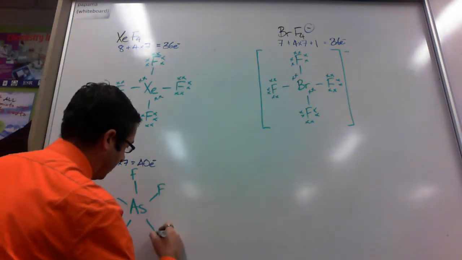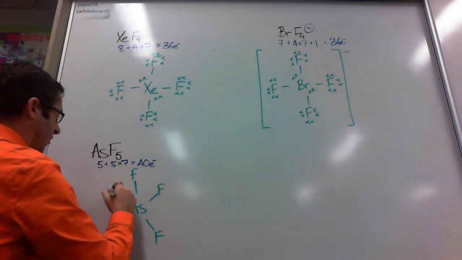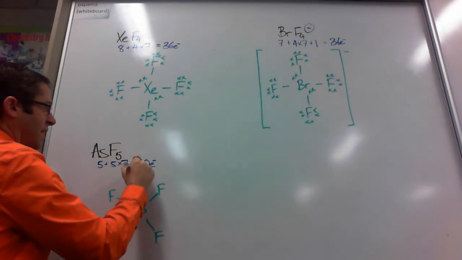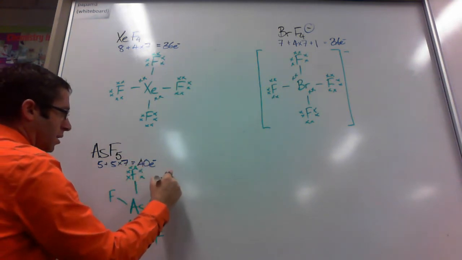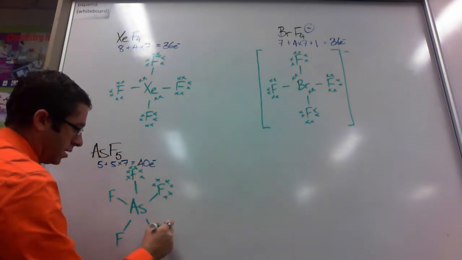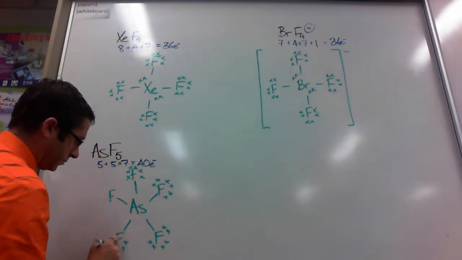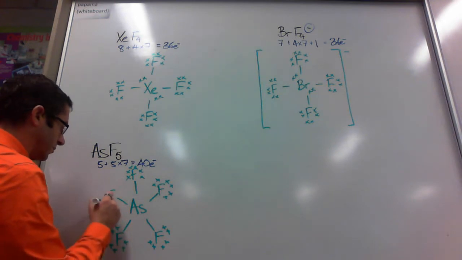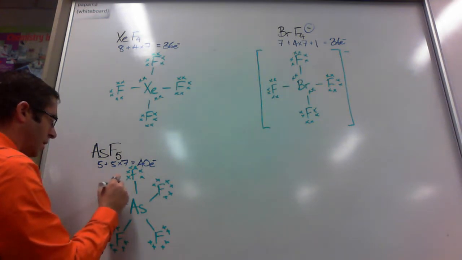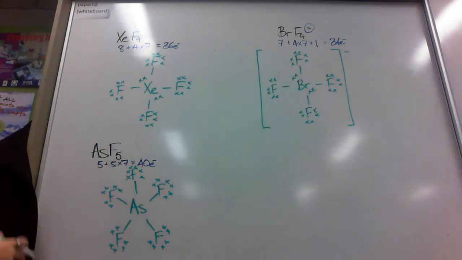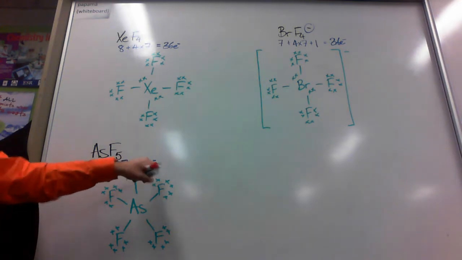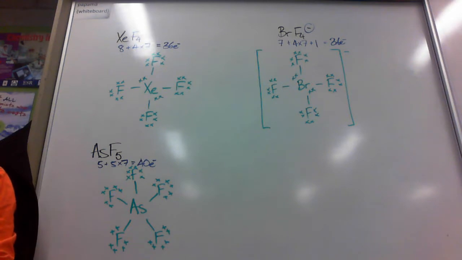Fluorine, fluorine, fluorine, fluorine, fluorine. Fill in the electron clouds. And 5 times 8 is indeed 40. So that's correct, so I stop. So that's going to be its lowest structure. It doesn't need lone pairs around the arsenic. That's complete.